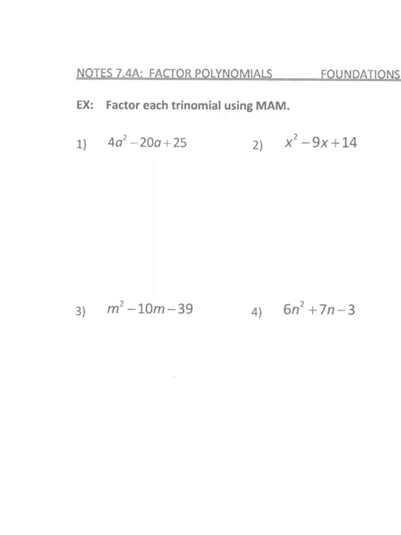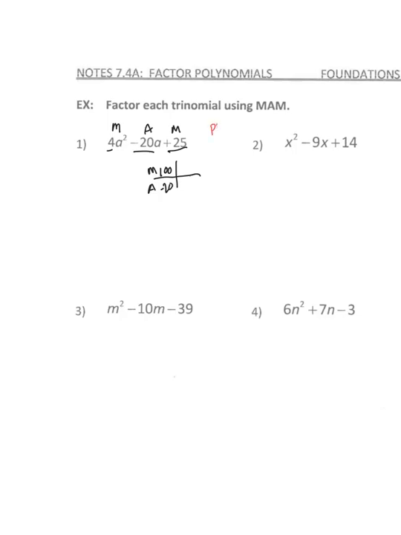Alright, 7.4, we are going to look at factoring more polynomials and using our MAM method again. So I'm going to start by labeling MAM and creating my box. We got my M and my A. So if I multiply 4 times 25, that gives me 100. And my add is going to be a negative 20.